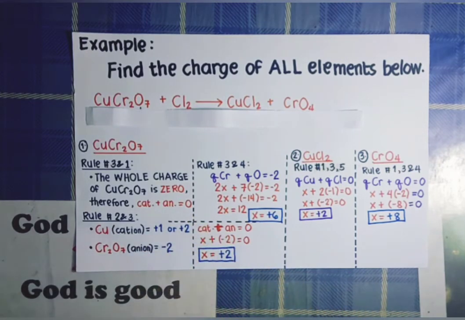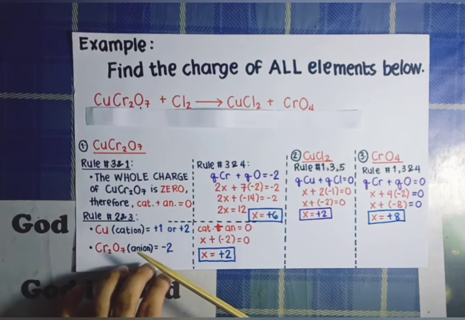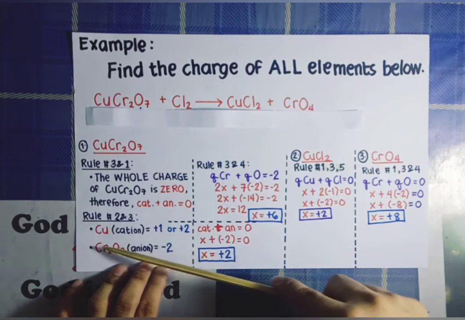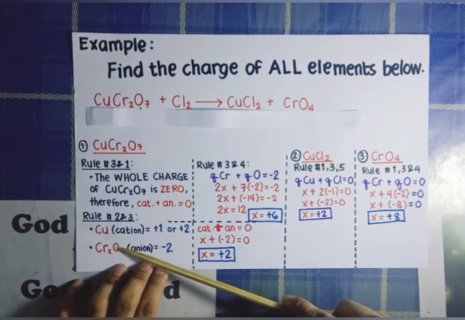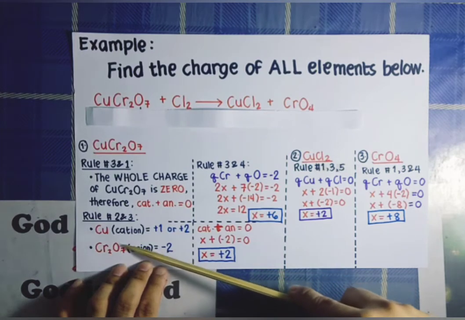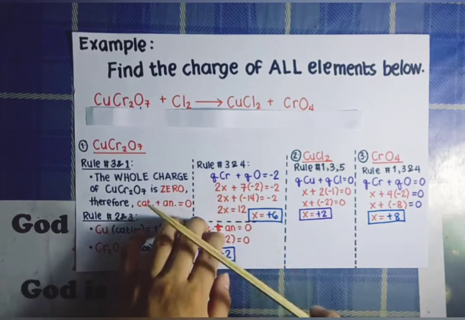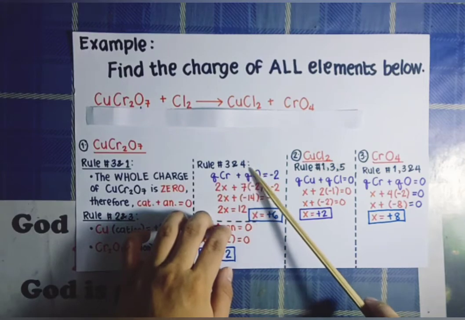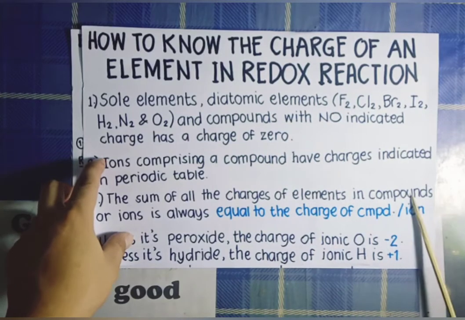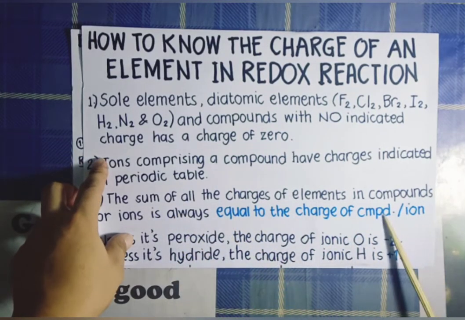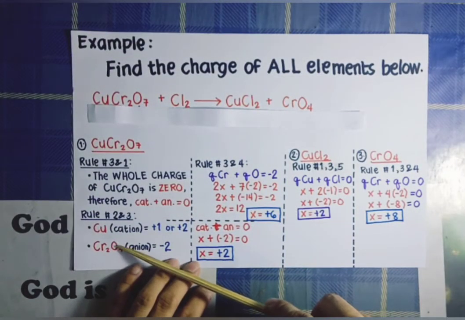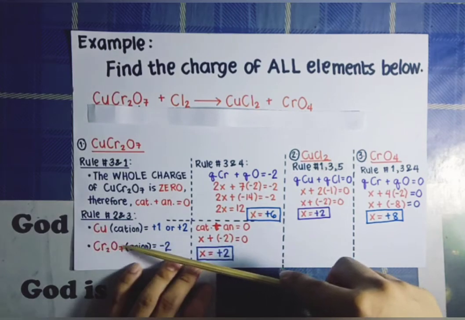Now, however, we have a problem in Cr2O7, because even if we know the charge of the whole Cr2O7, and that is negative 2, we still don't know the charge of Cr and O here. How are we going to know the charges of Cr, or chromium, and oxygen here? To know that, we are going to use rule numbers 3 and 4. Again, rule number 3 is that the sum of all the charges of elements in compounds or ions is always equal to the charge of the compound or ion. In this case, we want to know the charge of Cr and O, and the charge of the whole Cr2O7 again is negative 2.